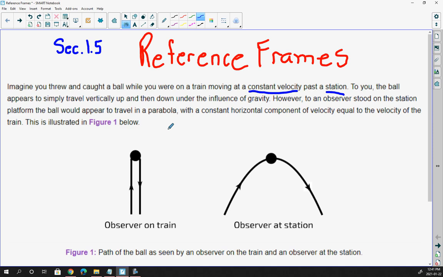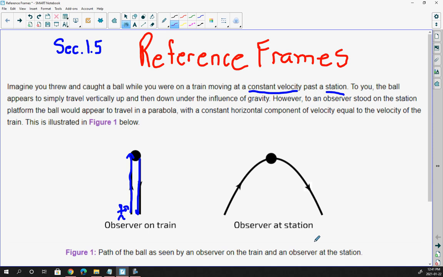So there you are, you're standing on the train, the train is moving, you throw the ball up, it stops, it comes right back down to the same place. You throw it and catch it out of the same hand. However, to an observer stood on the station platform, the ball would appear to move in a parabola.